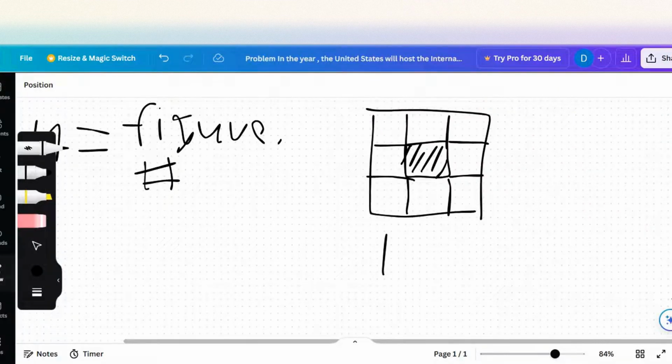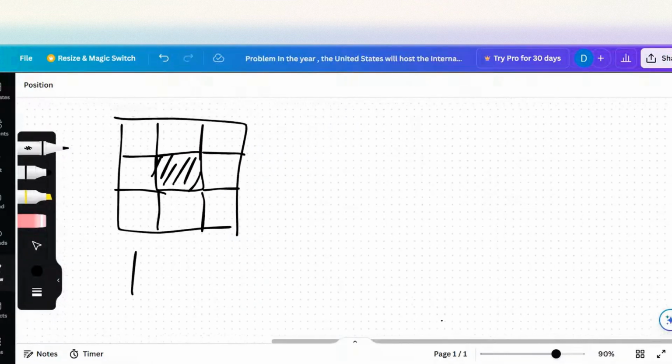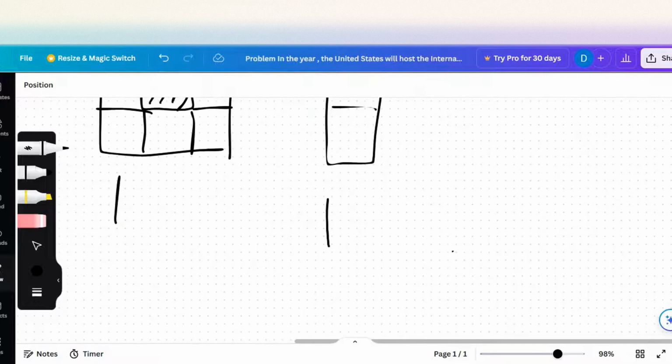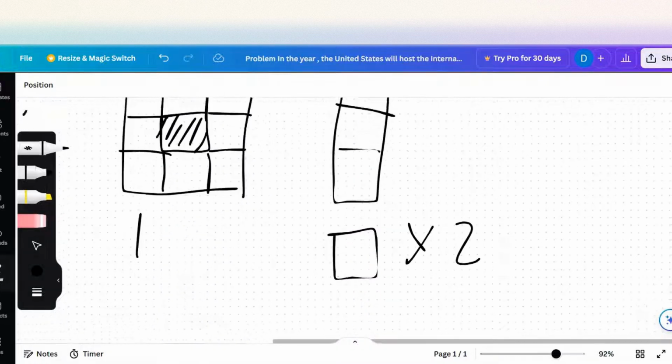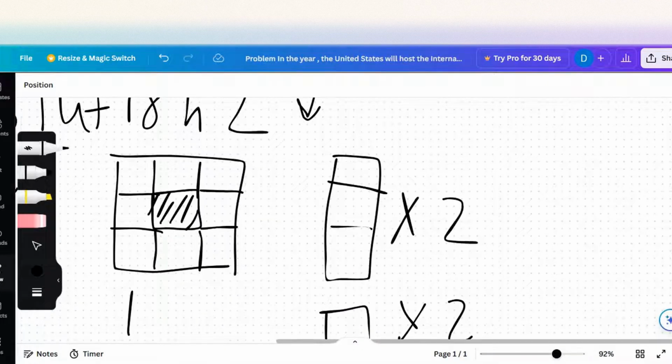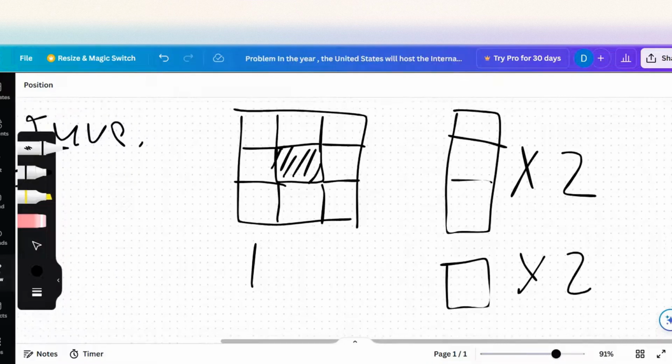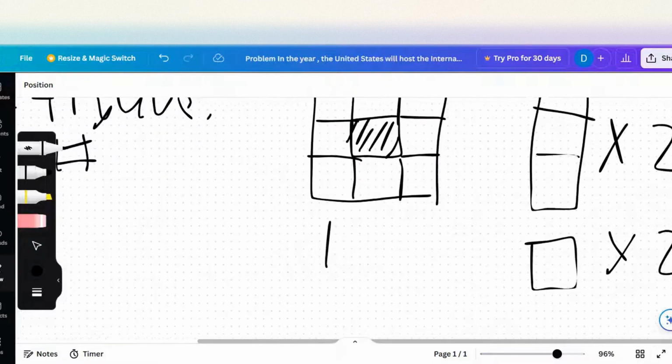We can basically divide this figure into two different rectangles, and there are 2 of each rectangle. So we have times 2 and times 2. This 1 by 3 is just the ones on the left and right. This 1 by 1 is the one on the bottom and top. So that is equal to 8.